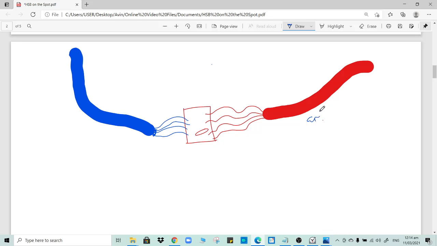Here we have the artery. Here we have the vein. So what do you call these guys in the middle here? These small thread-like blood vessels. These guys are called the capillaries.